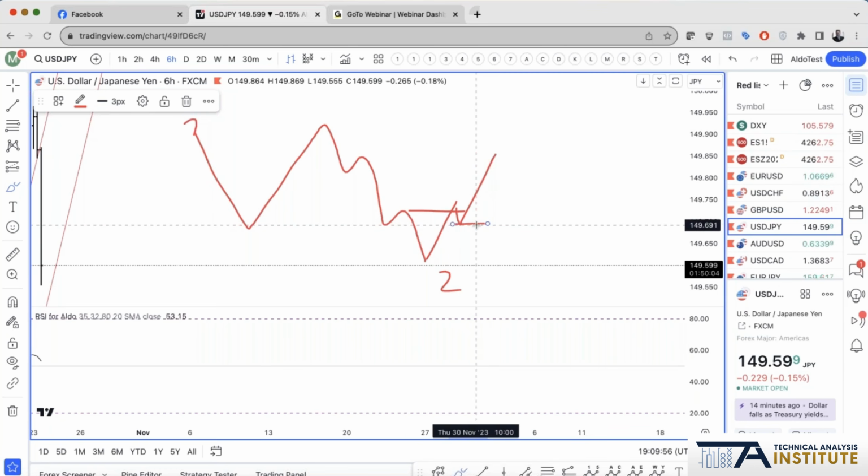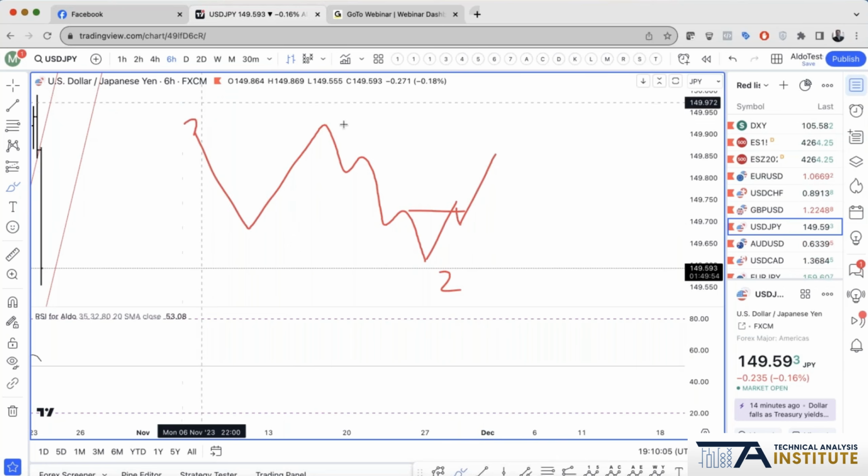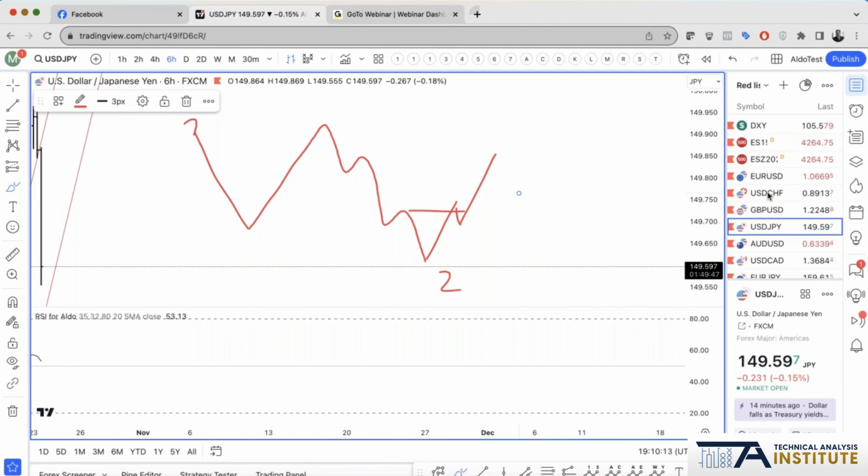But this is a science. And it's a science that I would think gets refined year after year. The more you trade, the more you will be refining that, and the happier you will be with your approach.